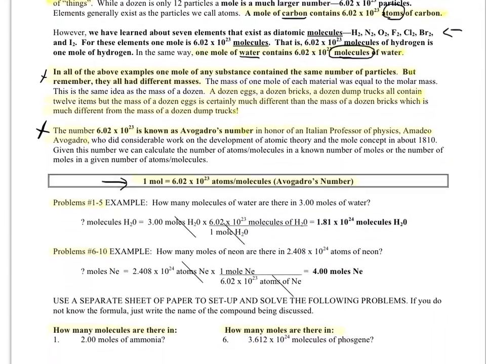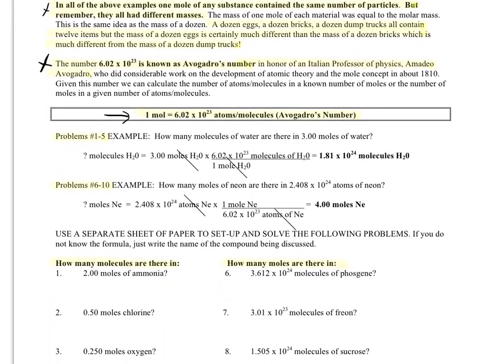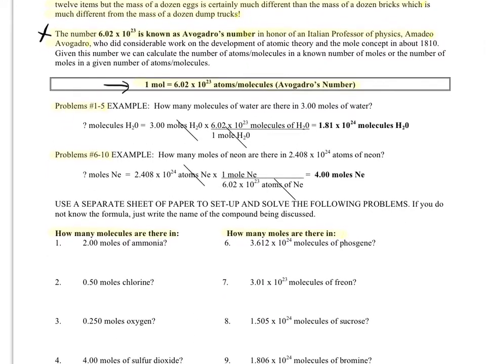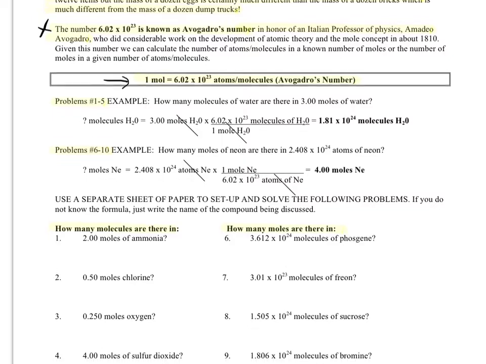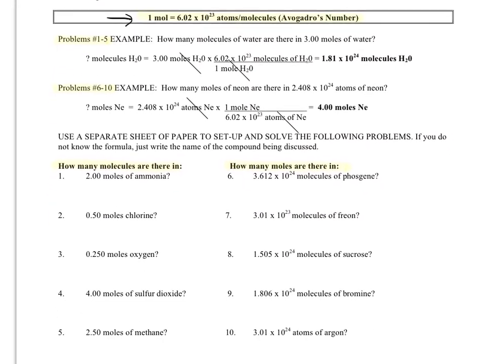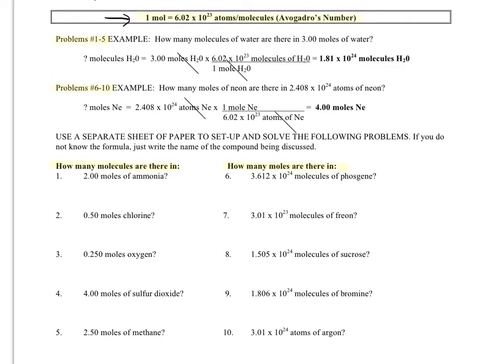So, moving down to our examples. We have an example that's going to show you how to do problems 1 through 5, because problems 1 through 5 are all asking you to solve for molecules, right? So, in our first example up here, we are given a number of moles of water and asked to find the number of molecules. So we set this up like a factor label.